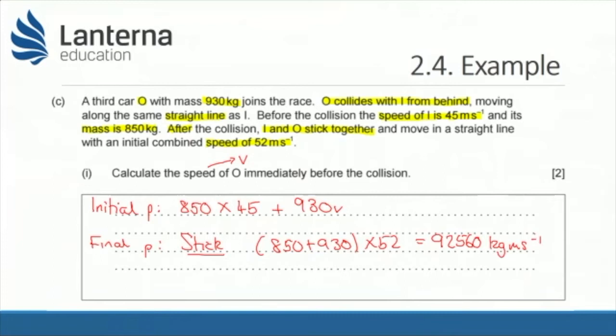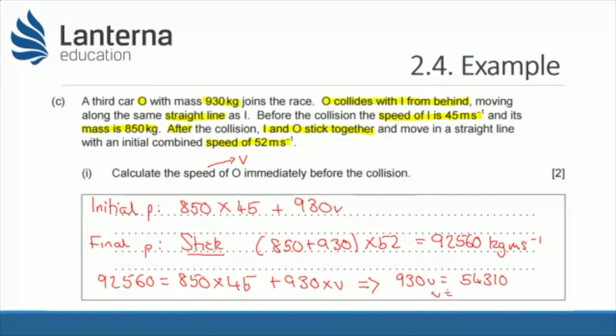So conservation of momentum tells me that this momentum here is the same as the equation I've got here. So I can say that 92560 is equal to 850 times 45 plus 930 times the speed. And if I rearrange this, subtracting from the other side, I get 930V is equal to 54310. So V, when I divide by 930, is equal to 58.4. Now let's look at the information I've been given. The least number of significant figures is 2, so I should say that that's 58 meters per second.